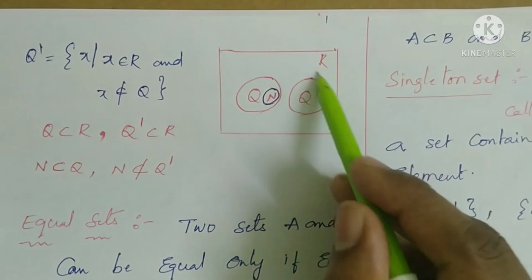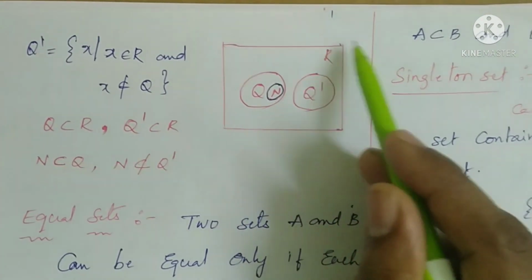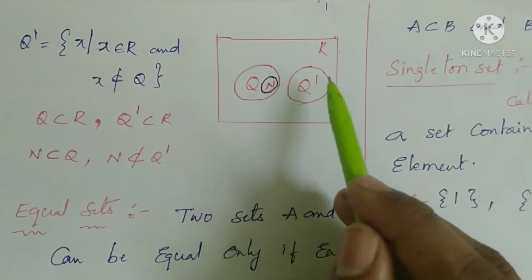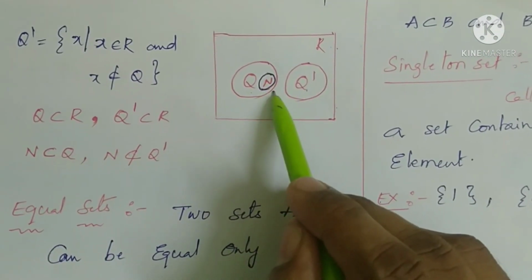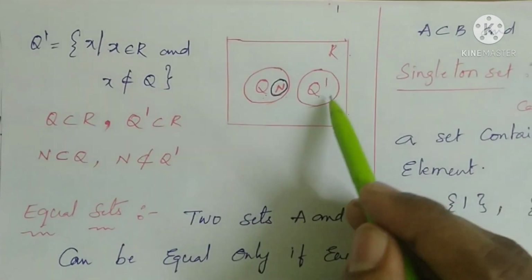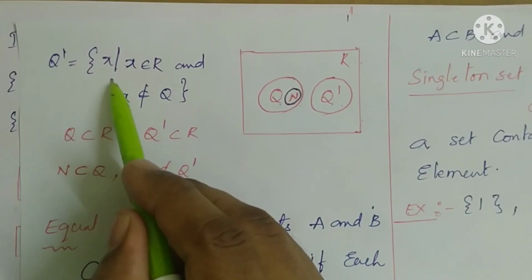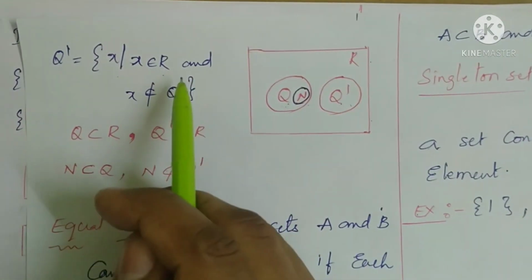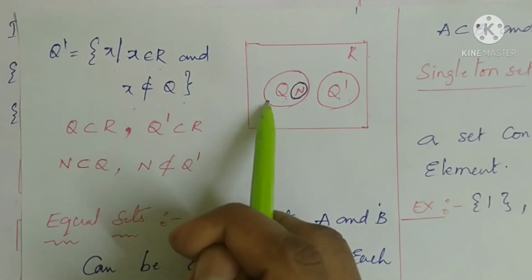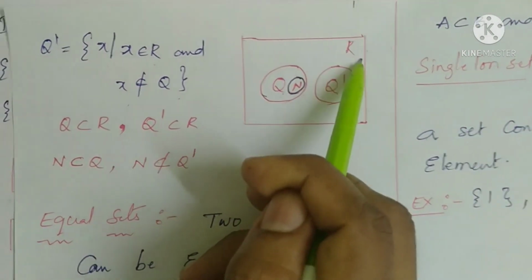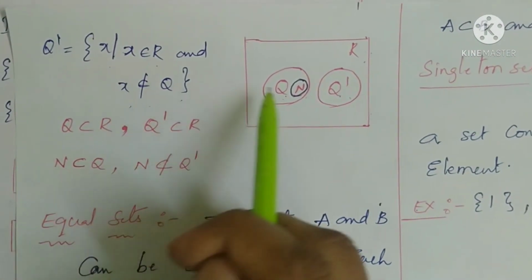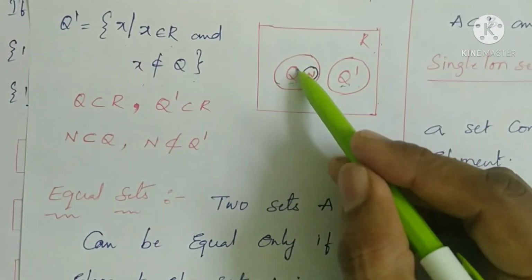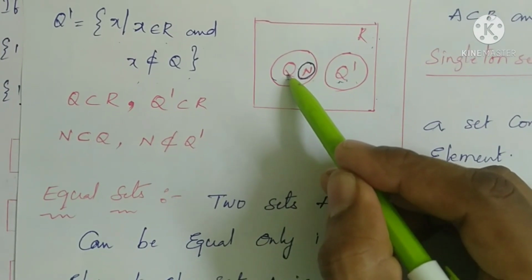In this case, R is the universal set, meaning real numbers are the universal set. Here Q is rational, Q dash is irrational. So N is a part of rationals, right? Q dash means X such that X belongs to R, meaning real numbers, and X does not belong to Q. The elements of R which do not belong to Q are called irrationals. So here N is a subset of Q, right?